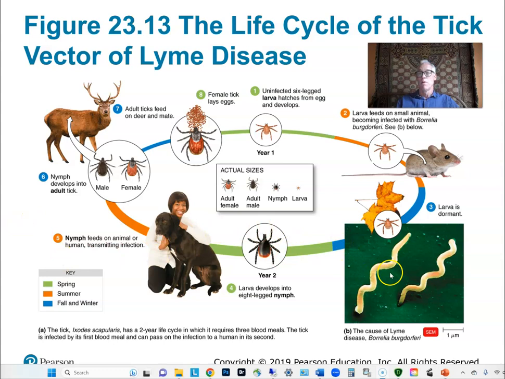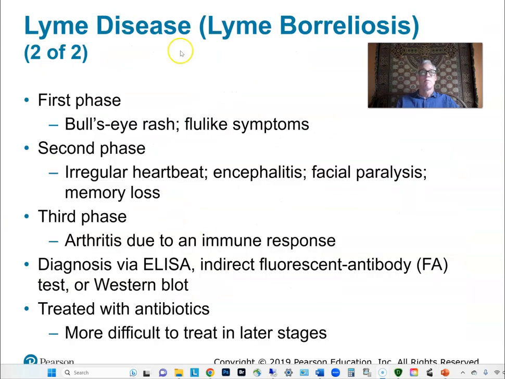There's a little picture of the Borrelia spirochetes that will burrow right into your tissues. So the first phase of the infection forms a bullseye rash and flu-like symptoms. As the disease progresses, you'll have irregular heartbeat. It can cause an encephalitis, which causes psychological changes and facial paralysis. The third phase causes arthritis due to an inflammatory immune response. That's a pretty serious state. Once you get to the third phase like that, there's probably some irreparable damage that's been done in your body.